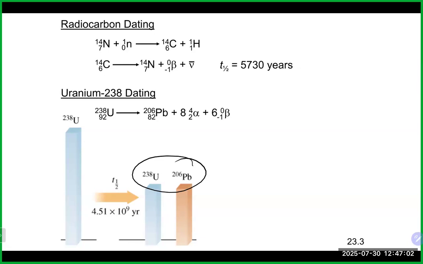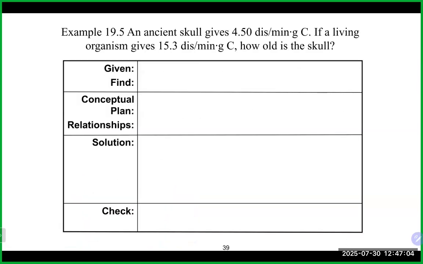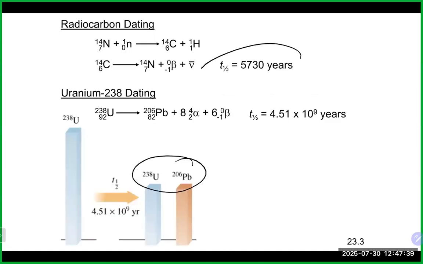And we do have sometimes a different sort of unit. So, for example, here we have an ancient skull, gives 4.5, and this is actually a unit of radioactive decay, disintegrations per minute per gram of carbon. So the C here is not Celsius, it's actually carbon. And that's important here, that's per gram of carbon, because it will tell you the half-life that you want to use in this situation.